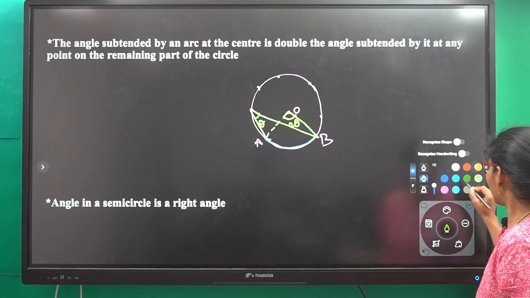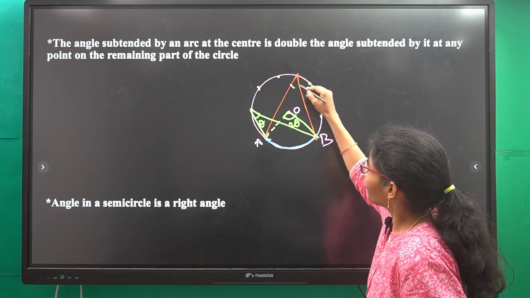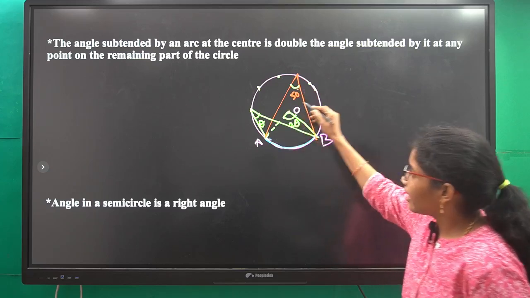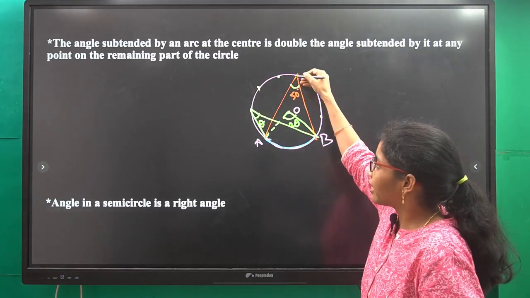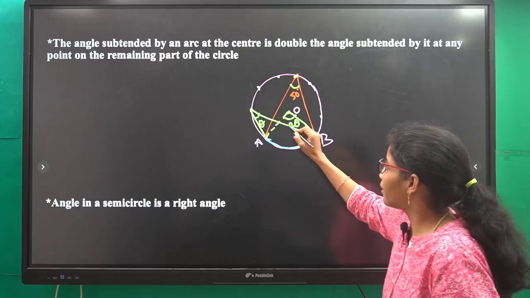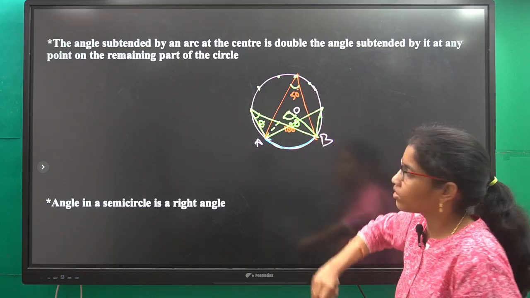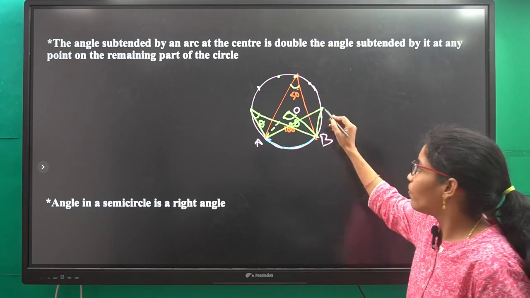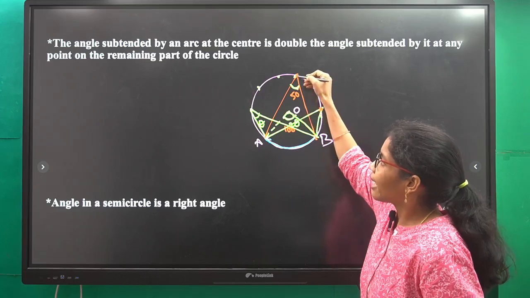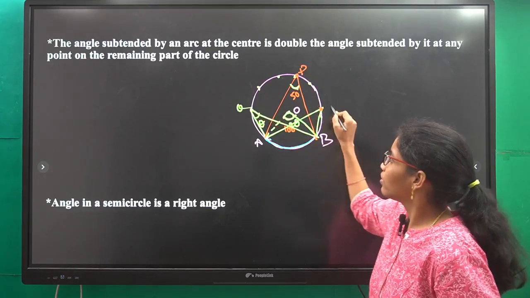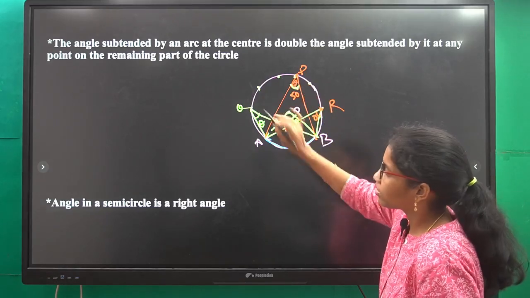Suppose here I have, this is 50 degrees. What is the angle AOB? It is twice that of this angle. That means how much? 100 degrees. Twice of this angle. Like this. Okay. Wherever you take the point, the angle at the center is always twice the angle made at any point. Clear this one? So this is also theta, this is also theta, this is also theta.